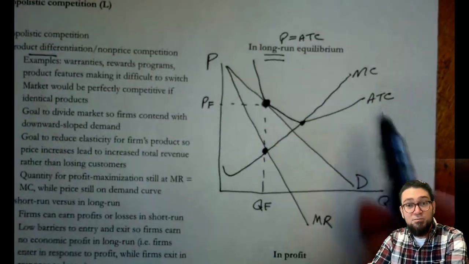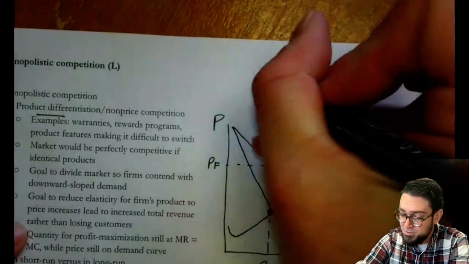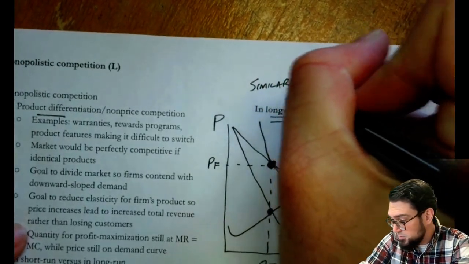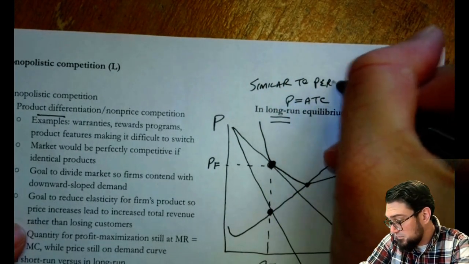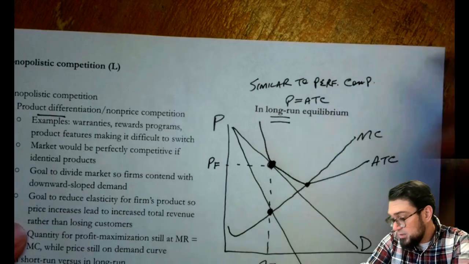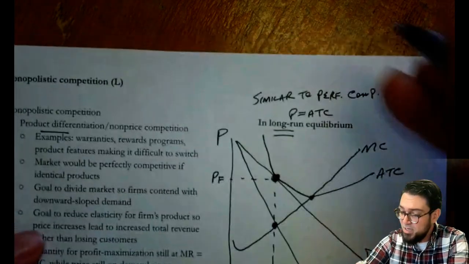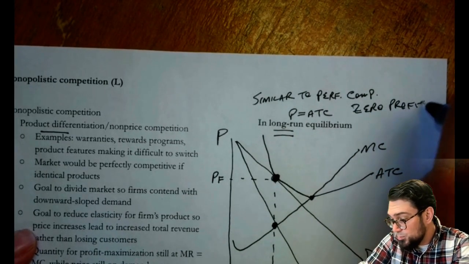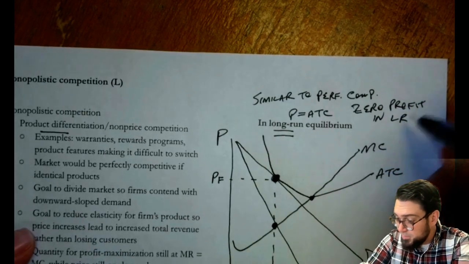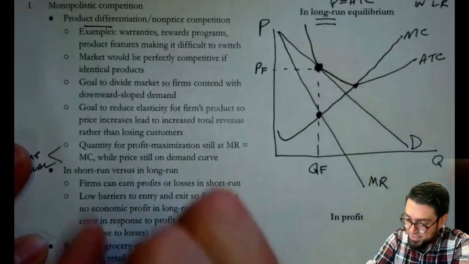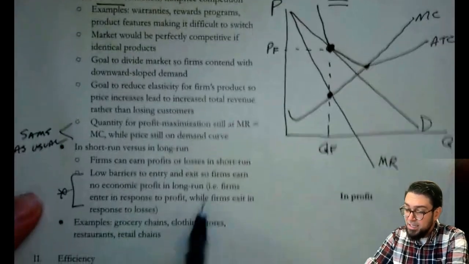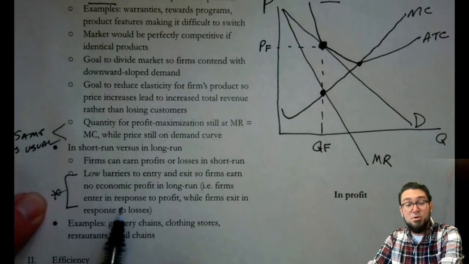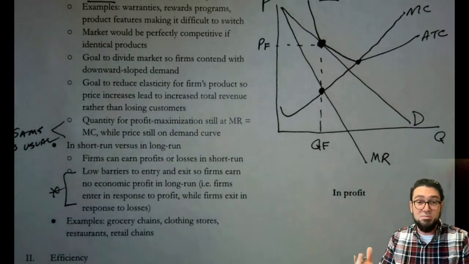And so that's true of perfect competition as well, right? So similar to perfectly competitive in this regard, in the long run, they earn zero economic profit, or what we call normal profit in the long run. And that is because, and it tells you right here, they will earn no economic profit in the long run because companies will enter in response to profit.